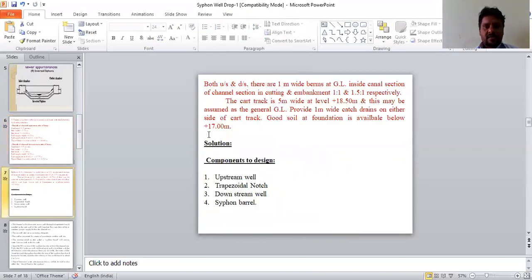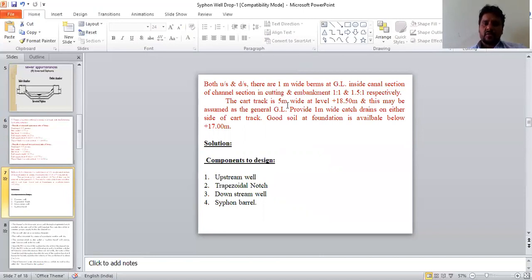Okay, so the question is continuous now. Both upstream side and downstream side, there are 1 meter wide berms provided at ground level. The berm is nothing but simply masonry, rough stone, right? Inside the canal section, the canal is cutting an embankment, so some slope is given, vertical to horizontal. This is 1:1 in cutting, and embankment is 1.5:1 respectively, right?